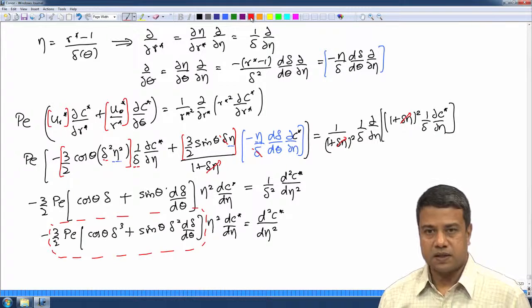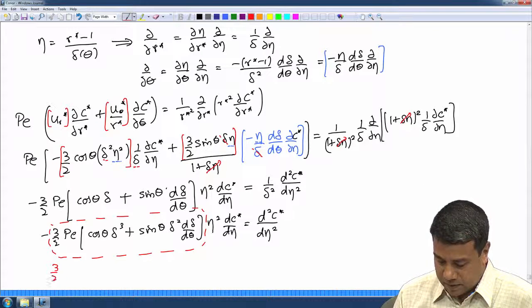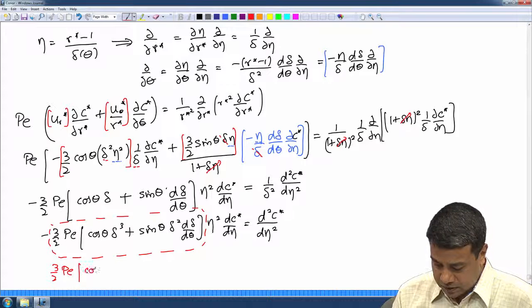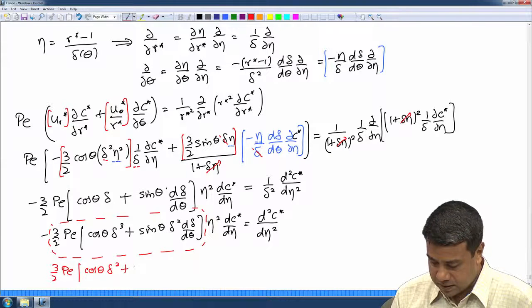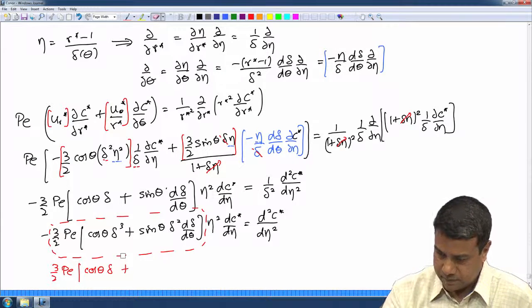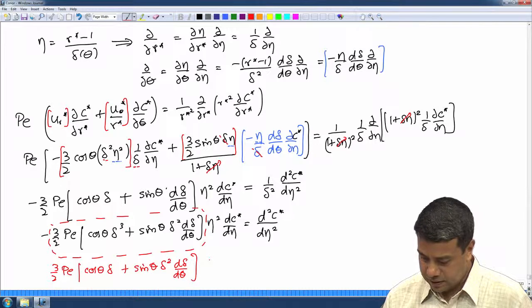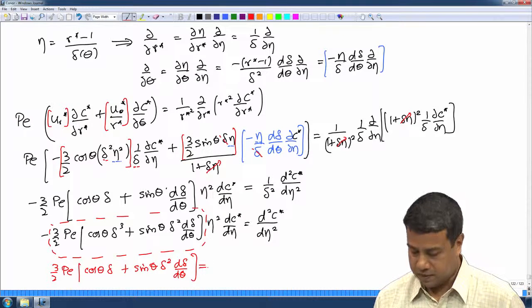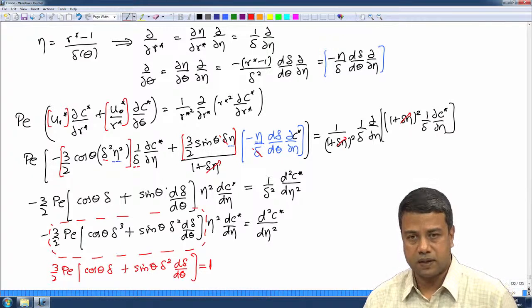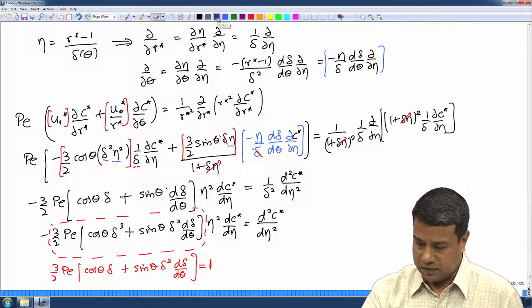The first one is for the boundary layer thickness. The first one is that 3 by 2 Pe into cos theta delta cubed, I am sorry, plus sin theta delta square d delta by d theta, has to be any constant. Without loss of generality, I can set this equal to 1, because the final solution will not depend upon the particular value of the constant.